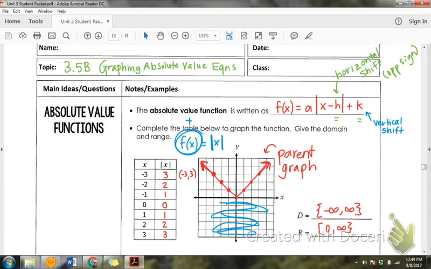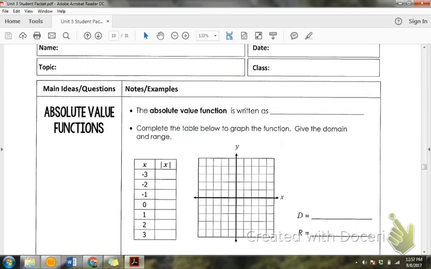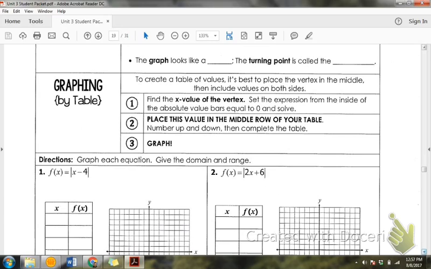Questions on absolute value. This part up here is going to be uber important for you, especially as we go through the second lesson today, lesson 3.6, okay? All right, so the graph looks like a what shape? Like a V. Go ahead and put your V there. And then the turning point is called the what? That turning point or that point where it stops going down and it goes back up. What's that called? The vertex. Okay? So the graph looks like a V. The turning point is called the vertex.